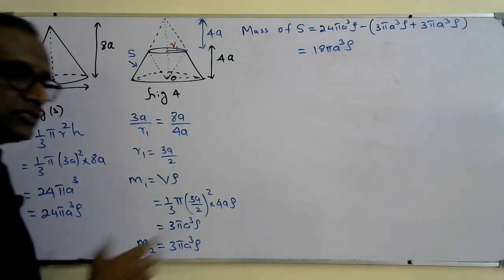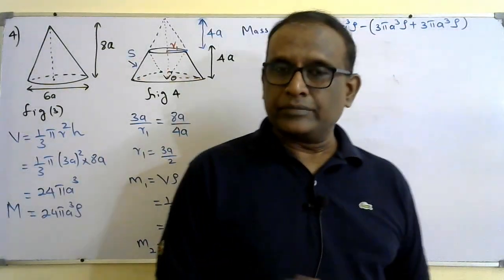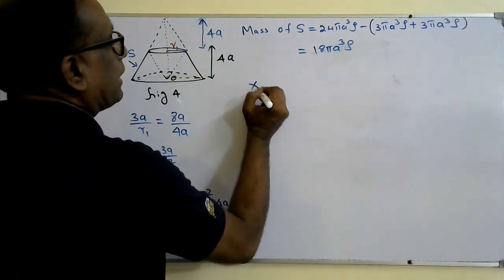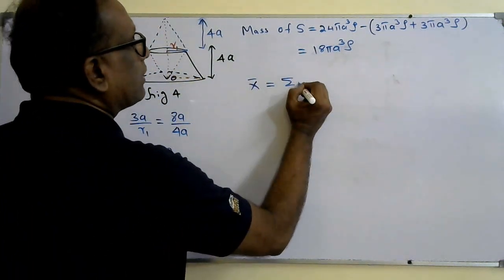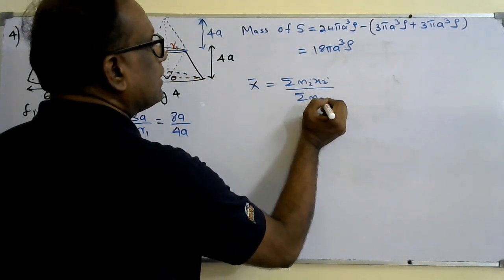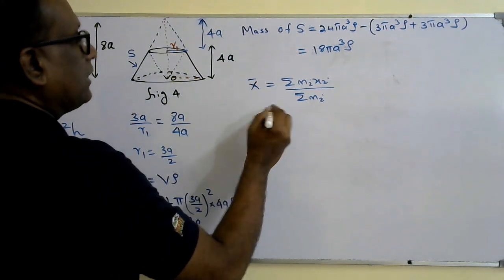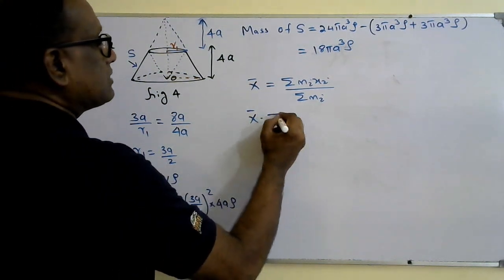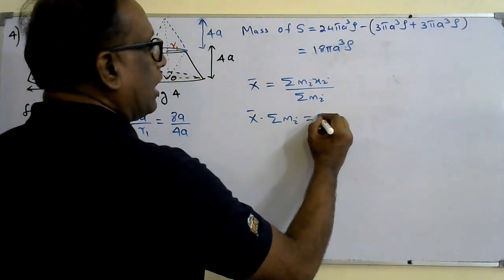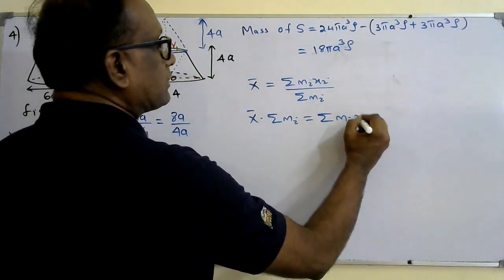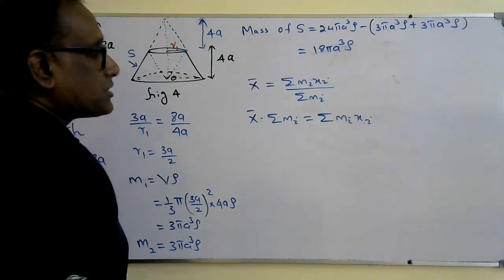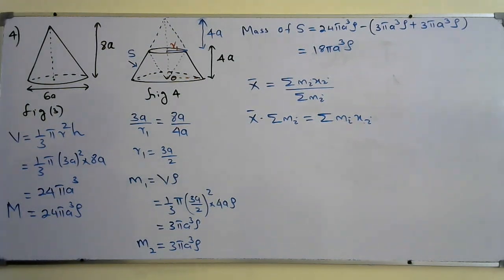The idea, I'm going to use the same thing. Sigma mi xi over sigma mi is the center of mass. So that means x bar is equal to sigma mi xi over sigma mi with the center of mass. If I cross multiply, that is x bar into sigma mi, the summation of the total mass, is equal to sigma, that is summation of mi xi, mass into center of mass. That's the idea. Okay, so here what's the idea I'm going to use for that?